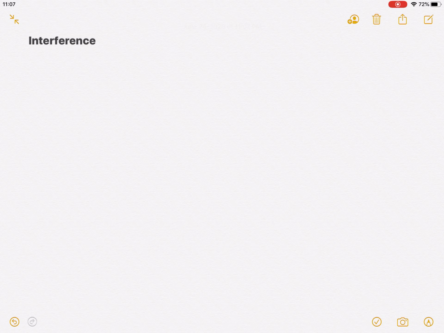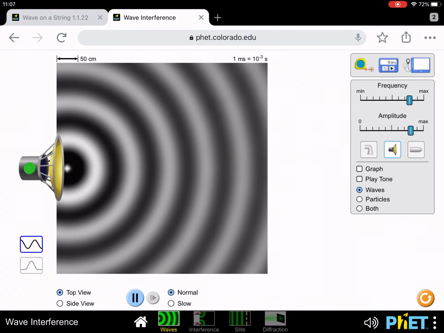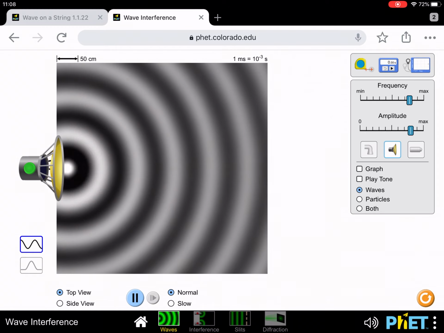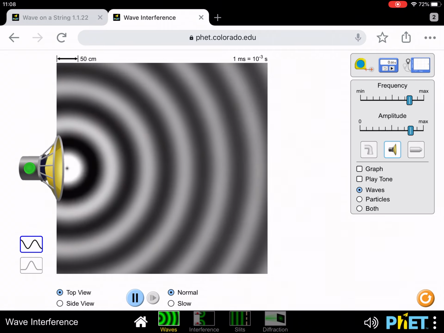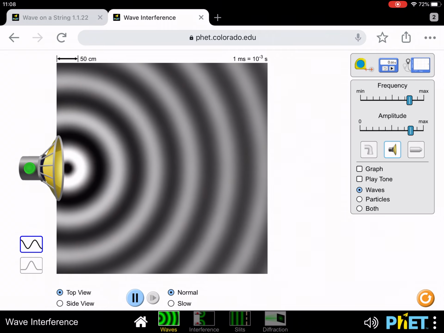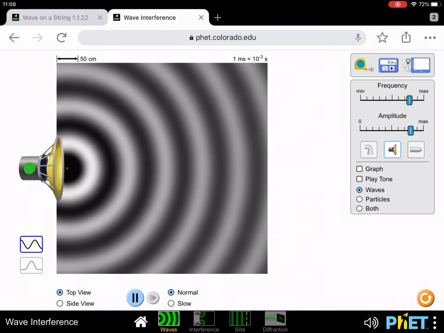So let's talk about another wave property that sound exhibits. Let's start though by looking at a way to visualize sound. So here's an animation that lets us visualize sound. All right, so this is effectively a point source, right? So we have a single speaker, and what we're looking at is compressions and rarefactions of the air, right?